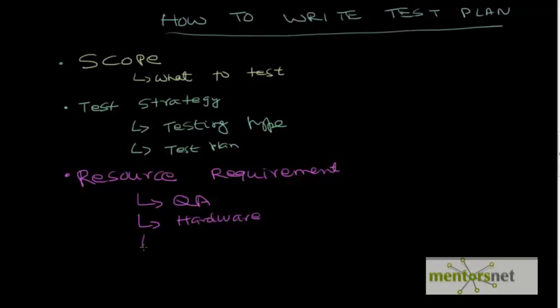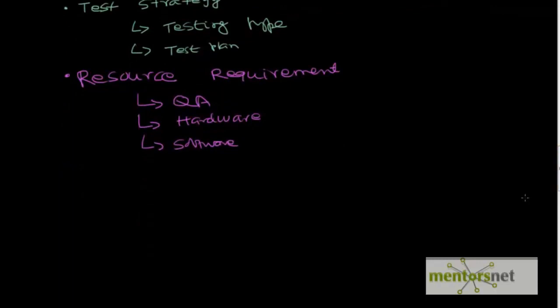Then you also come up with software. Software means you might need Microsoft Word, or a license for Microsoft Excel, or some automation testing tools like LoadRunner or HP OpenView, or some kind of monitoring tool so that you can monitor the system resource usage while your tests are running. So come up with what kind of software you need to execute this testing effort, and as I said, always give some kind of buffer for the contingency plans.